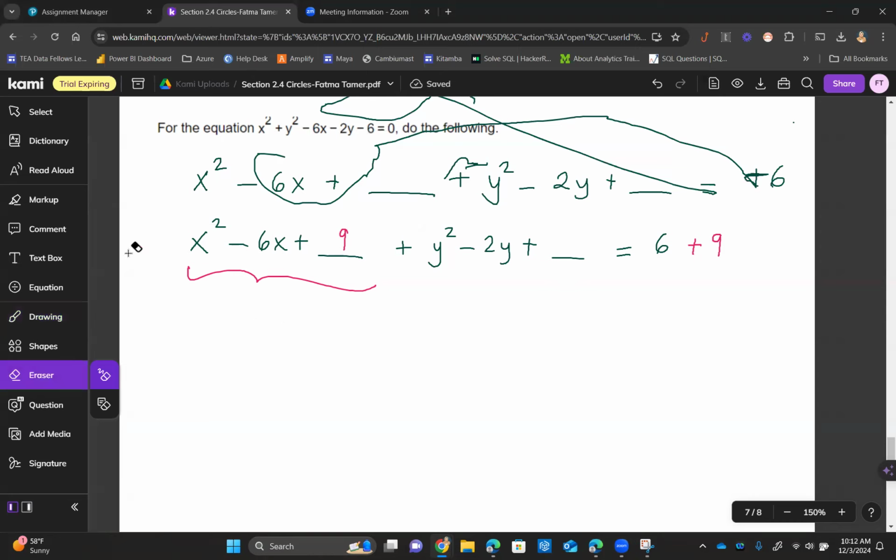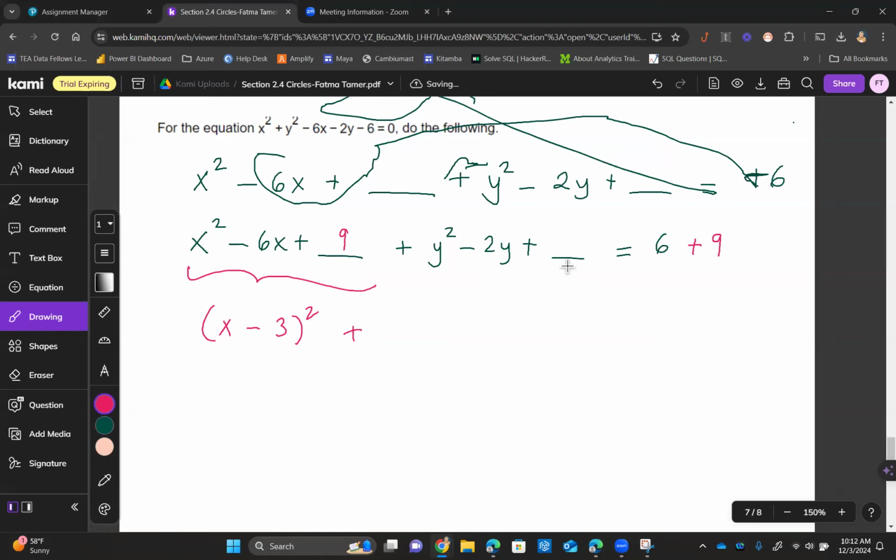The reason I did all this is because now I can factor this trinomial as x minus 3 to the second power. So this is my x squared, this is my 3 squared. In the middle, remember how we multiply them, then we double them? It's right here.